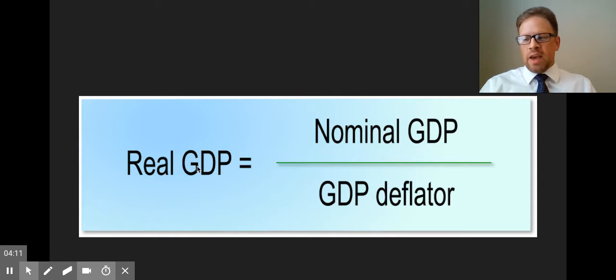Real GDP actually measures the output of goods and services in constant prices. Real GDP is also considered the most comprehensive measure of an economy's output, since it actually allows different years to be compared in terms of spending value.